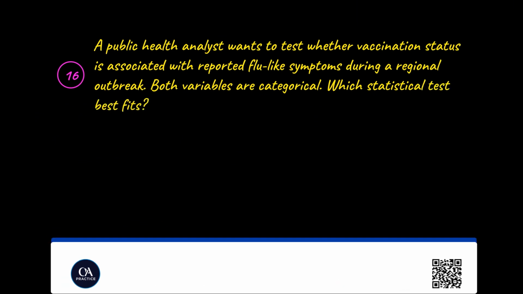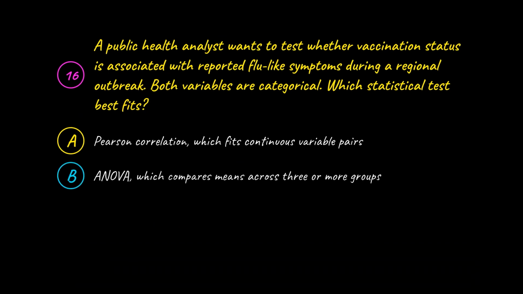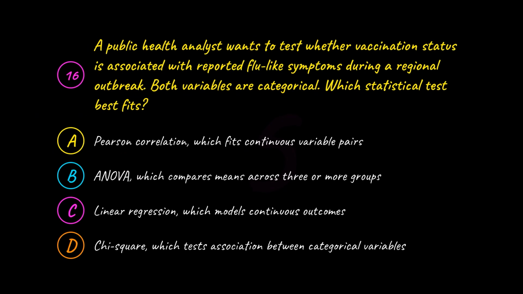Your options are A. Pearson correlation, which fits continuous variable pairs. B. ANOVA, which compares means across 3 or more groups. C. Linear regression, which models continuous outcomes. D. Chi-square, which tests association between categorical variables. Got a guess? Lock it in.